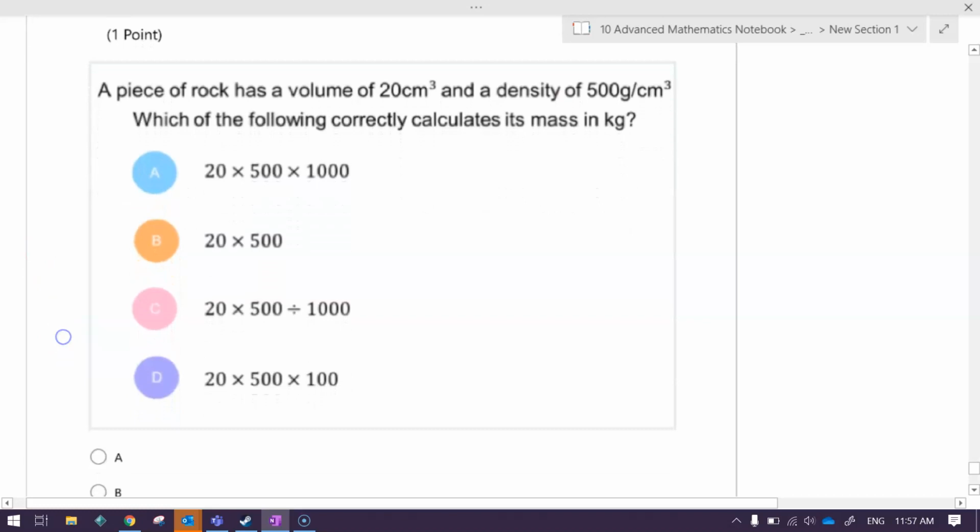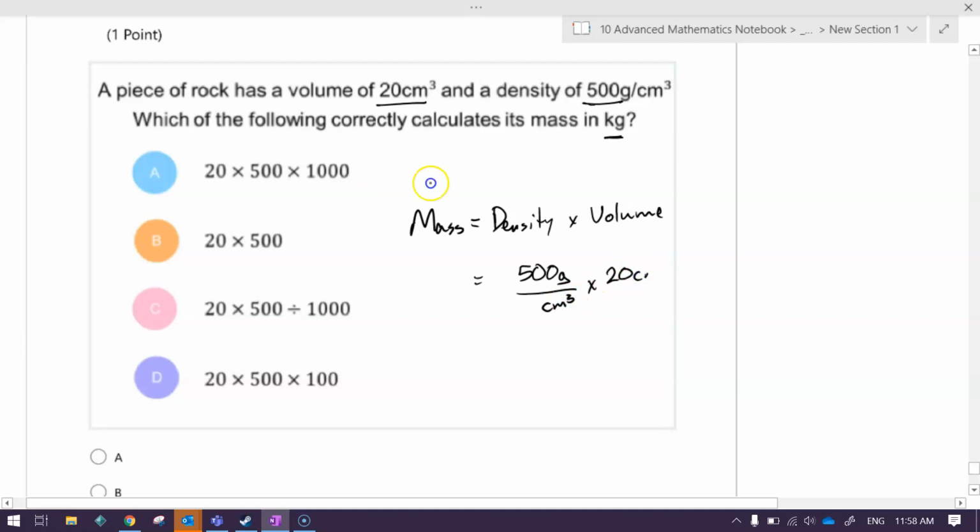A piece of rock has a volume of 20 cubic centimetres and a density of 500 grams per cubic centimetre. Which of the following calculates its mass? Well, this is its volume, and then the density, it's 500 grams for each cubic centimetre. I want to end up in kilograms. Well, let's have a look. You can see from the units, it's going to be the density multiplied by the volume. So in this case, 500 grams per centimetre cubed, and I'm multiplying it by 20 cubic centimetres, I can calculate my mass nice and easily.